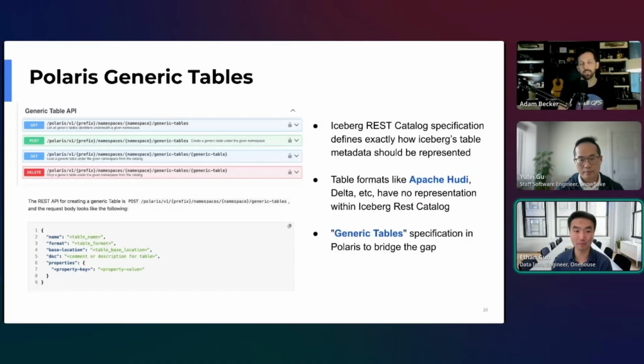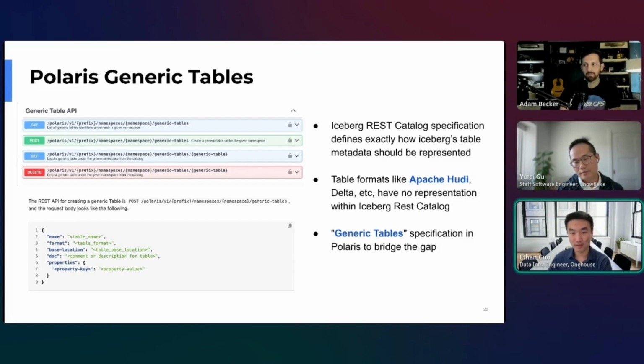So to solve this, Polaris introduced a specification called generic tables. This is a critical bridge. It provides a standard set of REST endpoints, as you can see on this slide, GET, POST, and DELETE, that allow Polaris to manage non-Iceberg tables. If you look at the JSON schema, you see how simple the representation is. We can define any table by its name, its format, and in this case, we want to support Hudi, so it should be Hudi. And also the table base location.